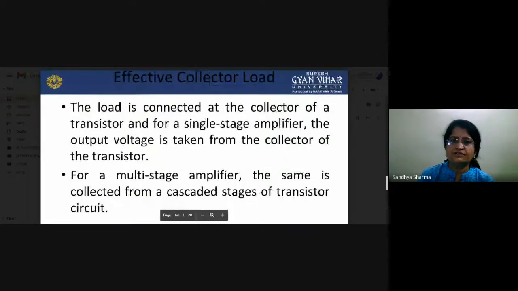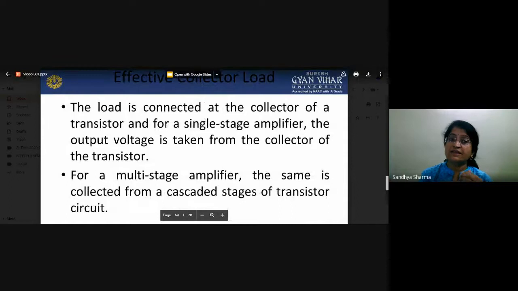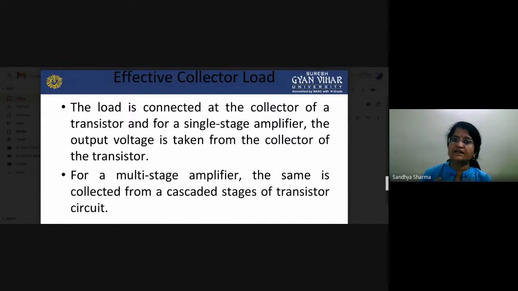Now we will switch to the effective collector load. So what is the effective collector load? If you are connecting your single stage amplifier with a multi-stage, meaning two or three transistors in parallel, what about your effective collector load?